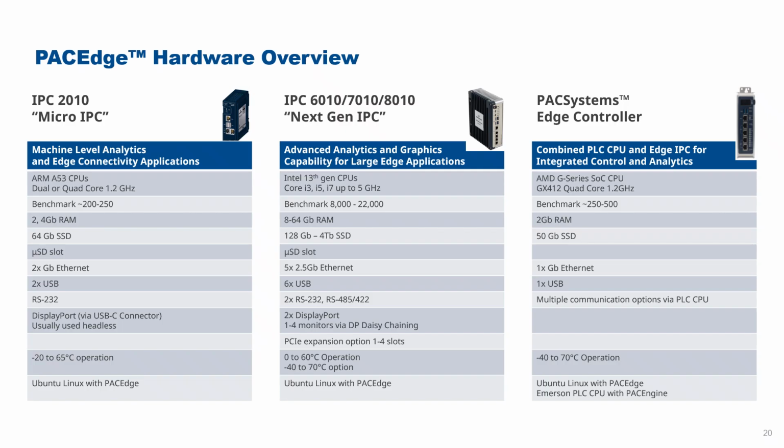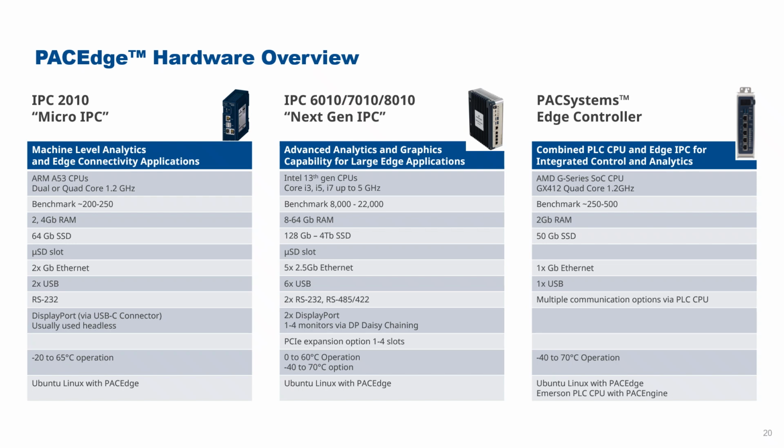Now, if you need more performance, we jump up to the next generation IPC. With this one, we've got Intel 13th generation CPUs. So these are Windows capable, but we're actually running them in Linux mode. So it means that you've actually got a lot more performance, because with Linux, you don't have that heavy graphical user interface load that Windows needs. So Linux gives us a lot of extra overhead in terms of performance, but these give you much greater performance.